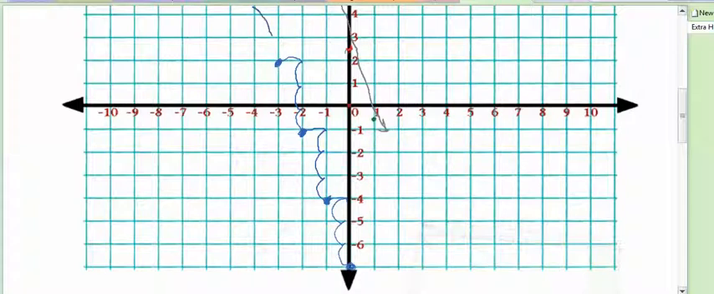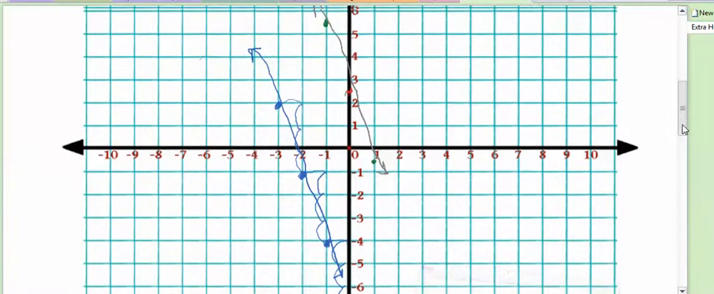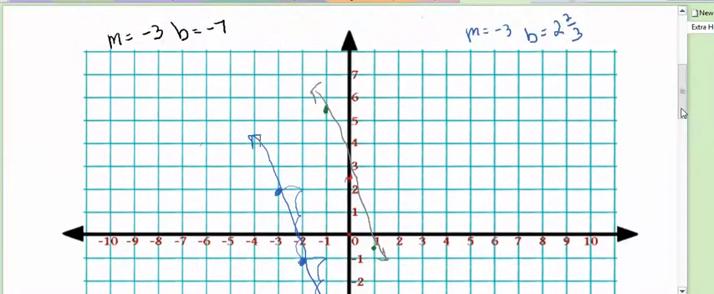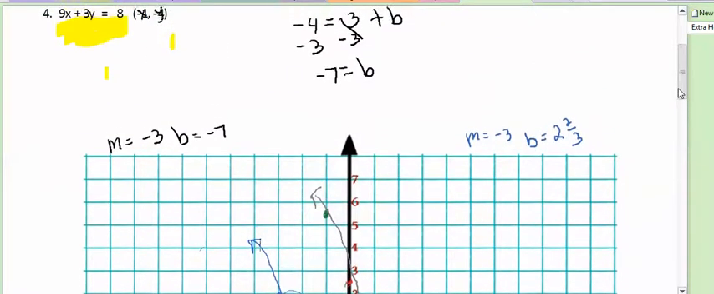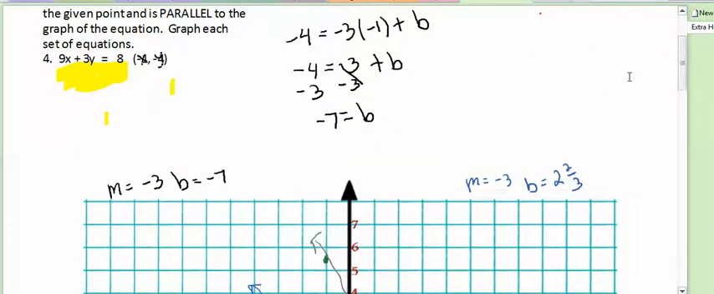And again, I know it's not going to be very straight. It's going to go down here, and it's going to be a line that is parallel. Let me scroll down so you can kind of see it, to the first line. Okay, so I wanted to show you an example of how to graph when you had fractions as your b, or a mixed number.